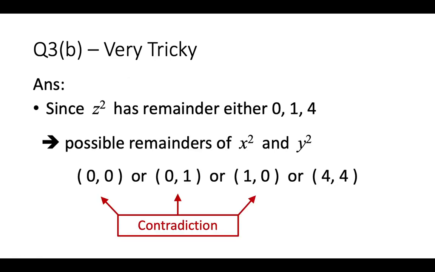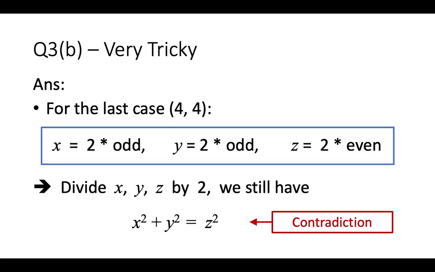Okay. So the only case that we need to discuss is x squared and y squared. They will both have remainder 4 here. So when x and y after squaring have remainder 4, what could these numbers be? So this is the last case, 4 and 4. So x can only be a multiple of 4 plus 2. So in that case, x is equal to 2 times an odd number. And similarly, y, which has remainder 4, is also equal to 2 times an odd number. So that after squaring it, it will have remainder 4 after division by 8.